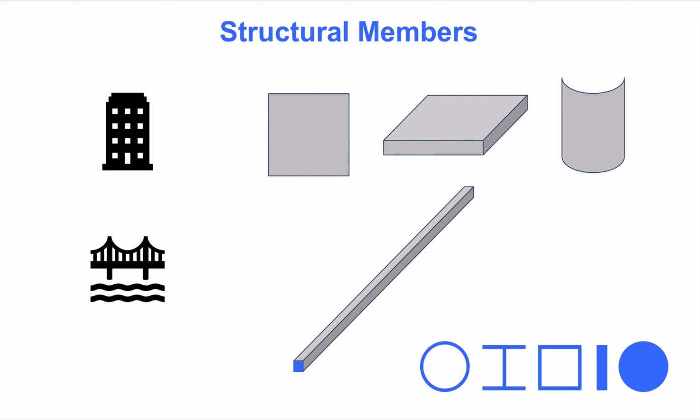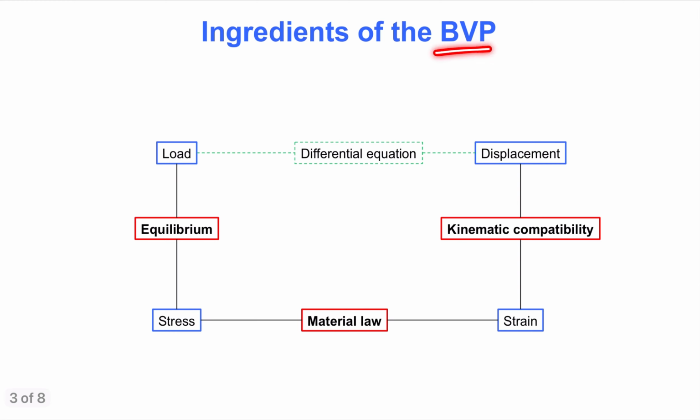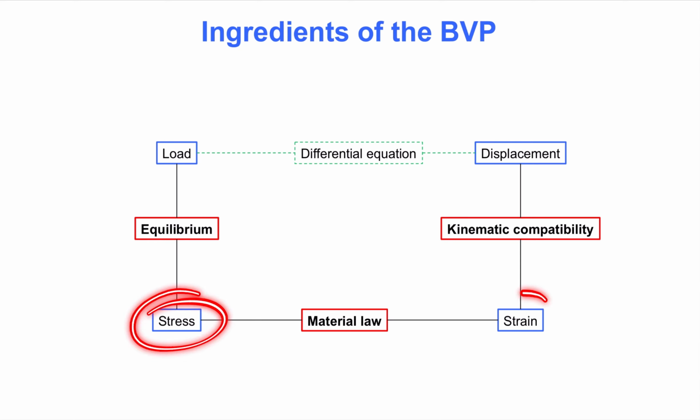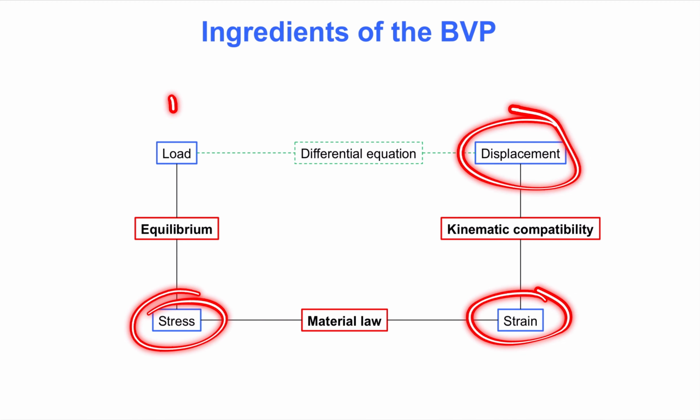From a mathematical viewpoint, a structural member is a boundary value problem. This means we formulate certain ingredients and combine them into the differential equation that governs the behavior of the structural member. When we add boundary conditions, such as clamping the member with a fixed support at some location, then we have a properly formulated boundary value problem with a unique solution. The solution typically includes the stress, strain, and displacement caused by an externally applied load.